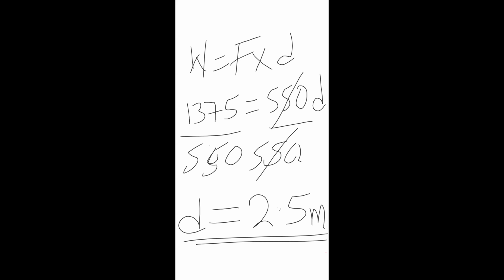Okay, that is what our answer is going to be. We have work is equal to force times distance. We have 1375, which is given to us as work, being equal to 550 D. So on dividing through by 550, if you have your calculators, if you divide 1375 by 550, I think you get 2.5 meters as your distance. Is that what we get if you calculate?